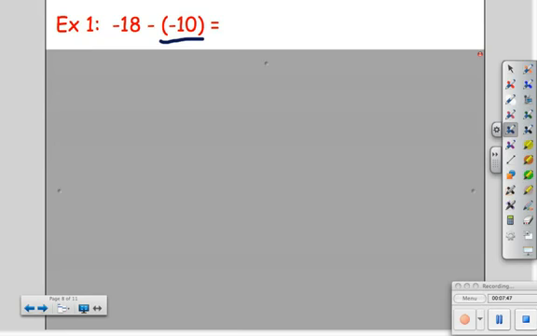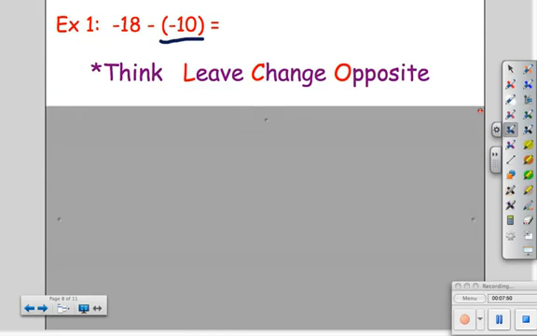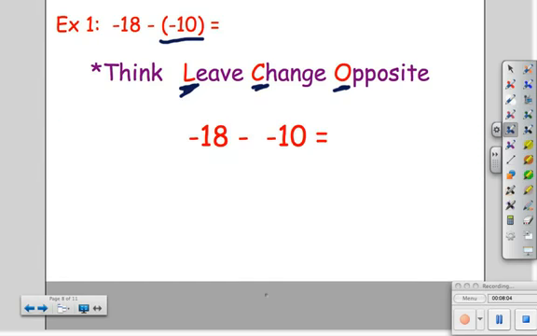I'm going to add the opposite in order to make this an addition problem. An easier way to think of it is LCO, or leave, change, opposite. That just means I'm going to leave the first number the way it is, so that'll stay -18. I'm going to change from a subtraction problem into an addition problem, and then I'm going to make this last term its opposite. So instead of -10, it's going to become +10. Now I just have an addition problem. -18 plus 10.